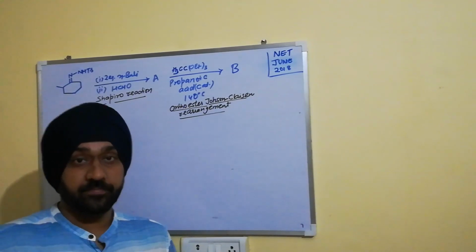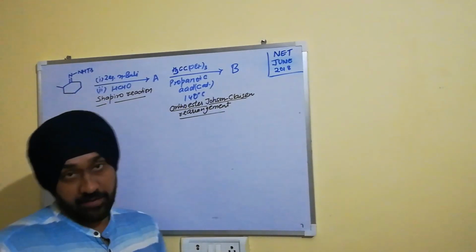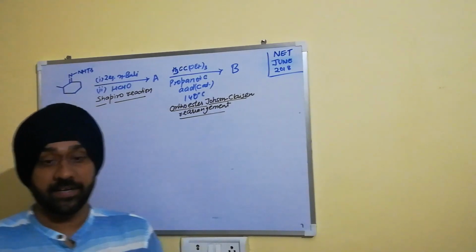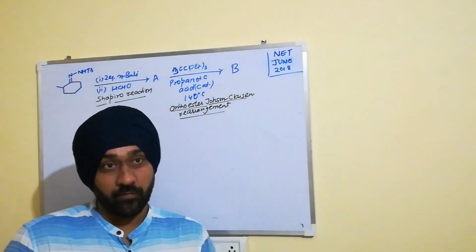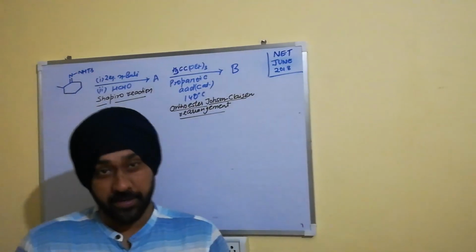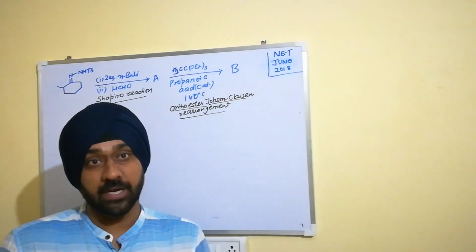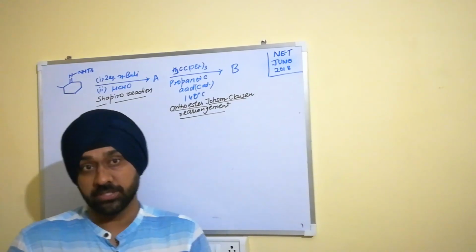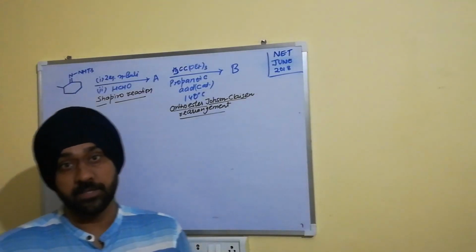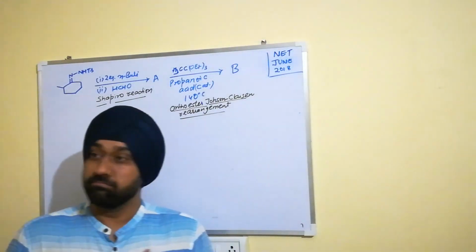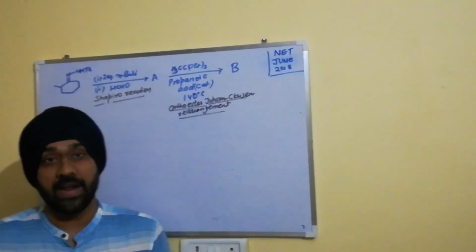Hello everyone, let's look at another problem which appeared in the NET exam in June 2018. I went through a lot of questions which appeared in the NET exam and I found there are a number of problems that are based on various name reactions. This is one such problem. So I strongly encourage you to at least read 50 to 100 name reactions.